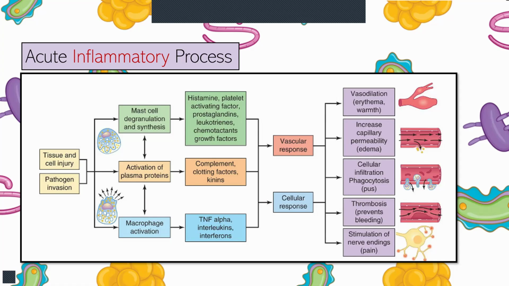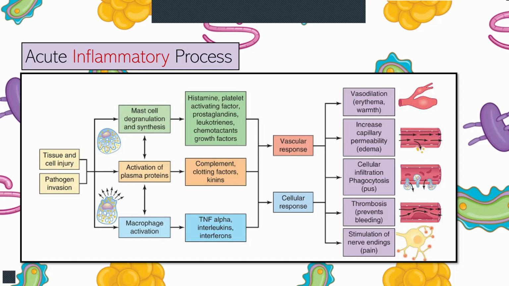And then in the vascular response, this leads to vasodilation, which increases blood flow, causing redness, which is called erythema, and warmth. Increased capillary permeability allows immune cells and proteins to enter tissues, leading to swelling. This is called edema. Thrombosis is clot formation to prevent excessive bleeding.